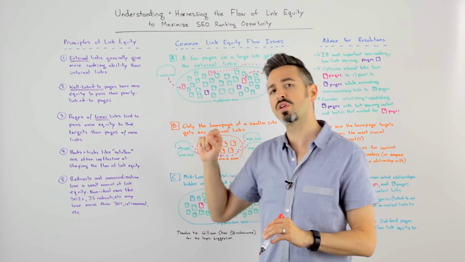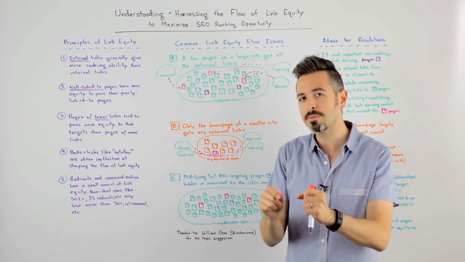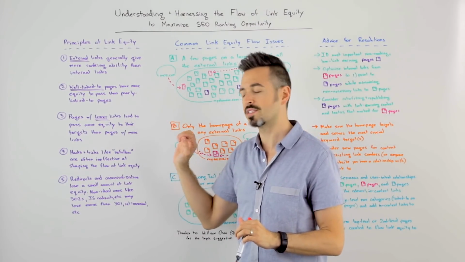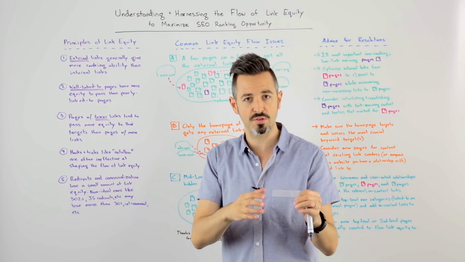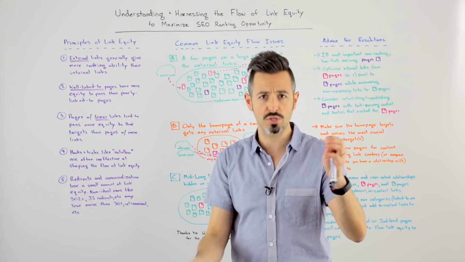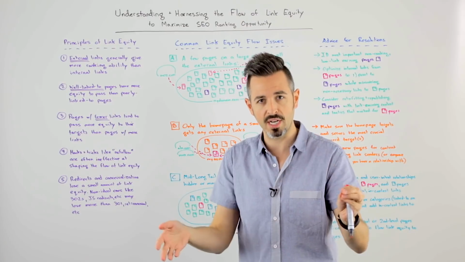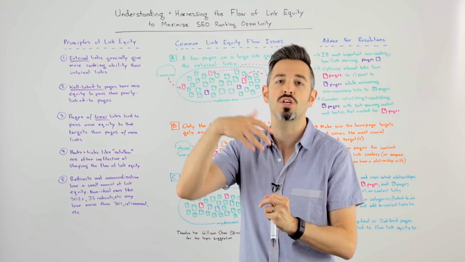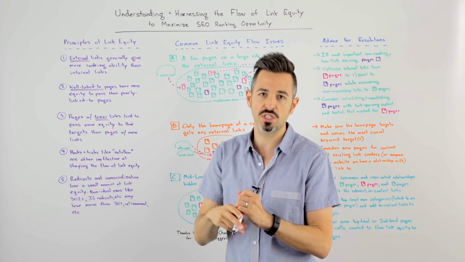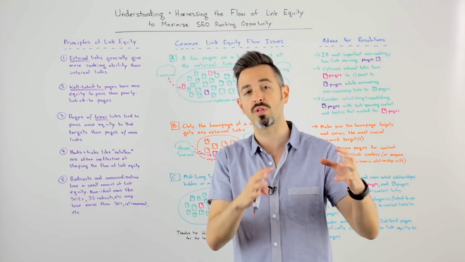Third, pages with fewer links tend to pass more equity to their targets than pages with more links. Again, going off the old concept of PageRank, if you have a page with hundreds or thousands of links on it, each of those receives a much more fractional, smaller amount of the link equity that could be passed to it than if you have a page with only a few links on it.